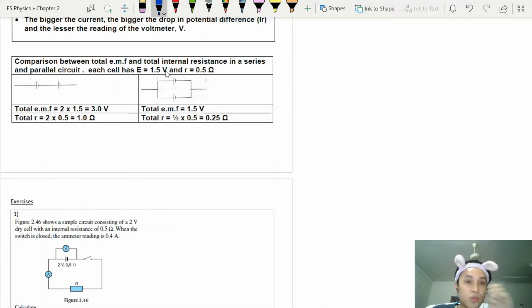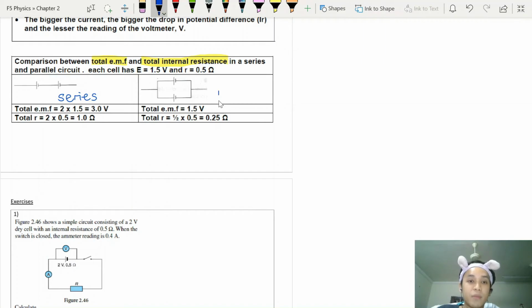Comparison between total EMF and total internal resistance. You need to know how to calculate total EMF and total internal resistance. Now remember this is a series circuit. You need to remember the formula for series. Your voltage you need to add up, and resistance also you're going to add up.